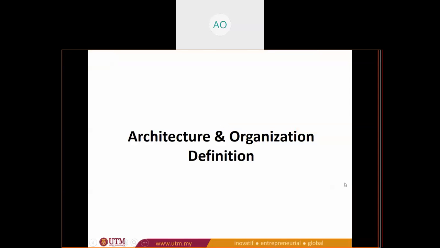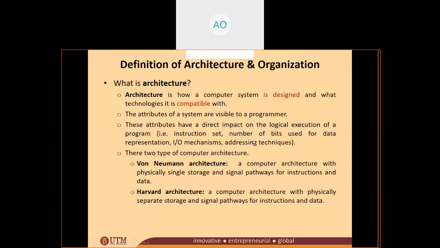So let's look at the architecture and organization. What are the definitions of architecture and organization? All right, so what is architecture? Architecture is how a computer system is designed, and what technology it is compatible with.